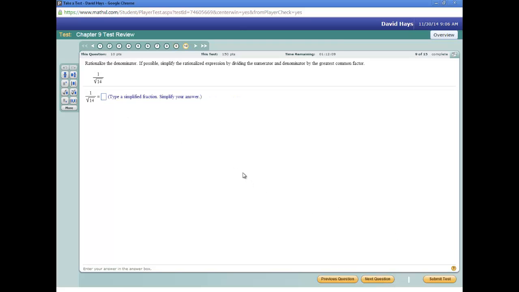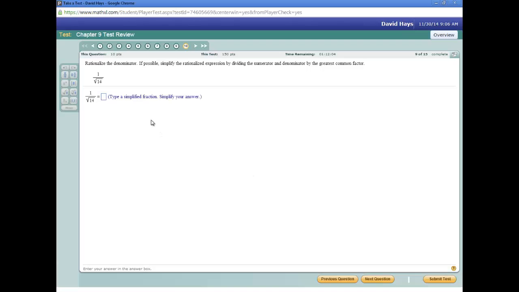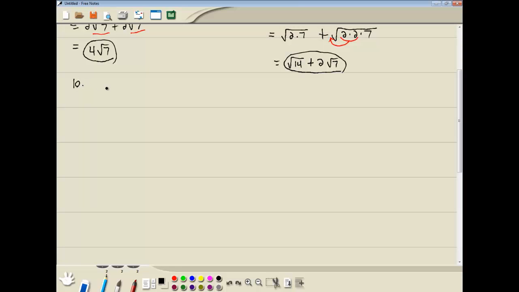Let's take a look at this one. 1 over square root of 14. This is number 10, I guess. Well, to begin with, we try to simplify our radicals, but this, again, 14 is 2 times 7. I can't do anything with it. Now, our problem here is we have two conditions when we're talking about fractions and radicals. One of them is no fractions inside of a radical, and the other one is no radicals in the denominator, which is what we have here.